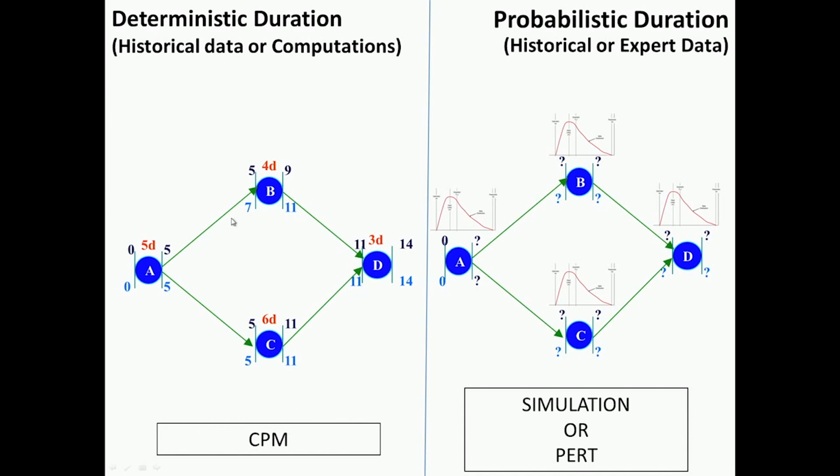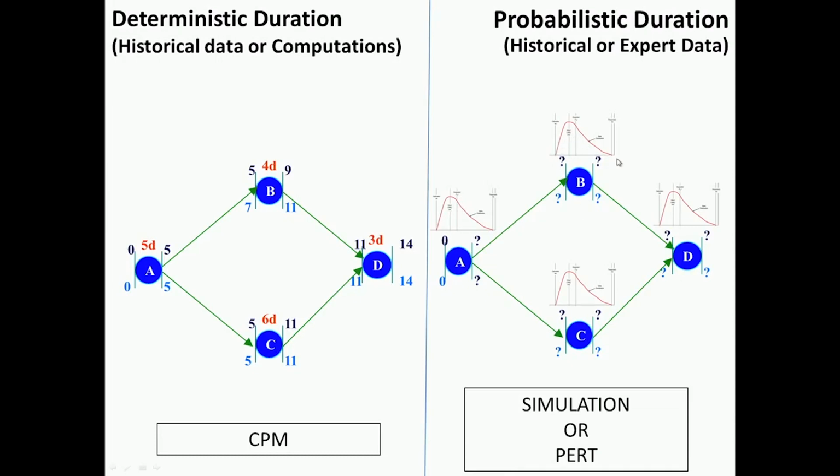In my critical path method, you'll recall that I had deterministic values. So A was 5 days, B was 4, C was 6, D was 3, and we fixed it at that. Whereas when we come to the probabilistic approach, A now does not have a value of 5, but it has a distribution that is going to define its duration.